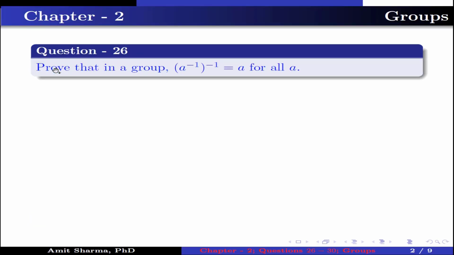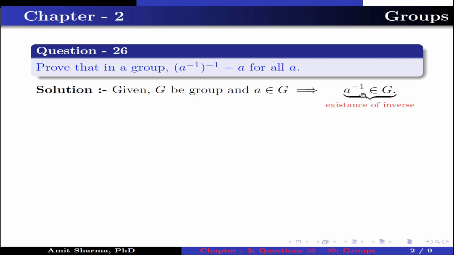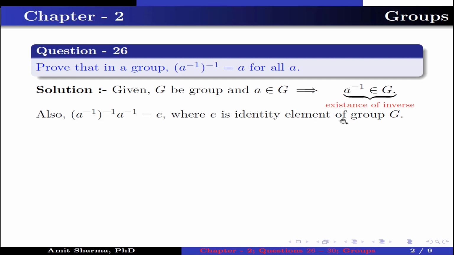Question number 26. Prove that in a group, A inverse is equal to A for all A. Now given G be a group and A belongs to G, this implies A inverse belongs to G. This is known as existence of inverse. Also, A inverse into A inverse is equal to identity. Why is it so? Because of the inverse property in group, where E is the identity element of group G.